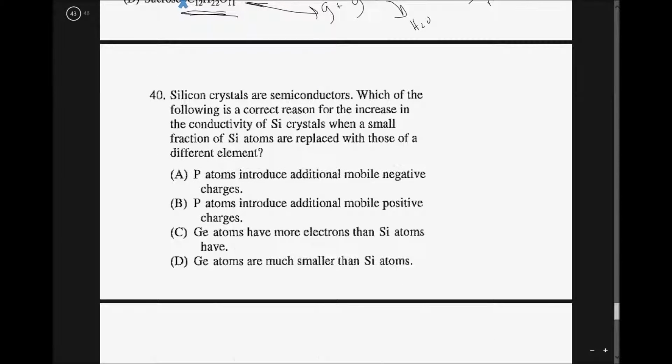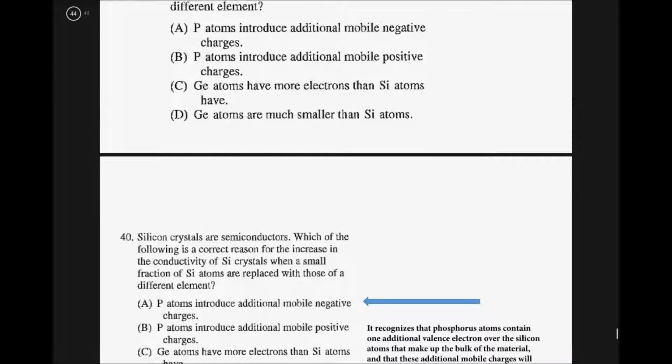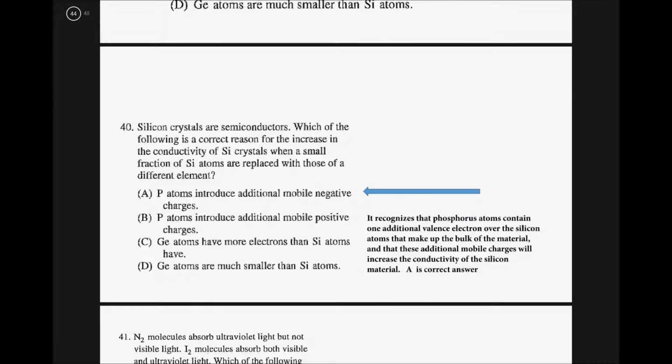Silicon crystals are semiconductors. Which of the following is a correct reason for the increase in the conductivity of silicon crystals when a small fraction of Si atoms are replaced with those of a different element? In this case, of course, silicon being a metalloid has unique properties. The answer here is phosphorus atoms introduce additional mobile negative electrons.